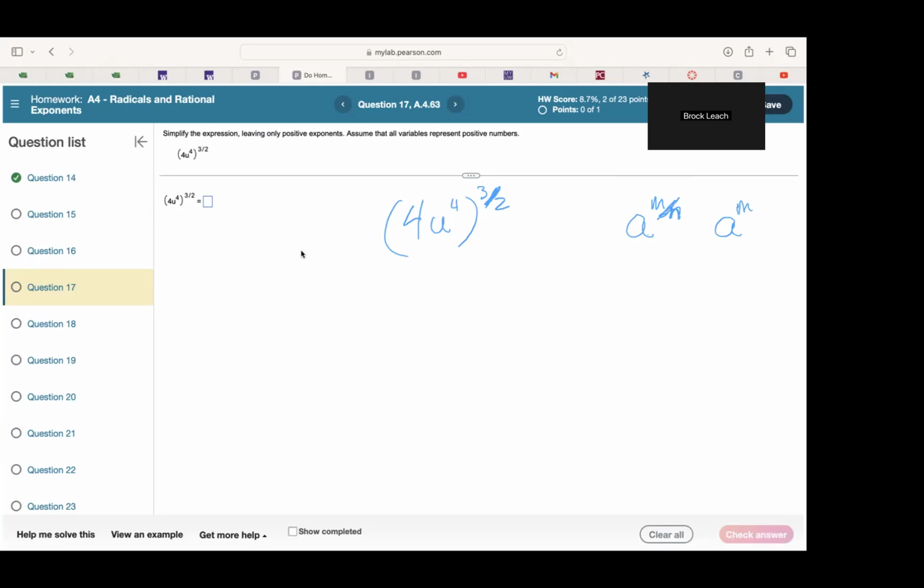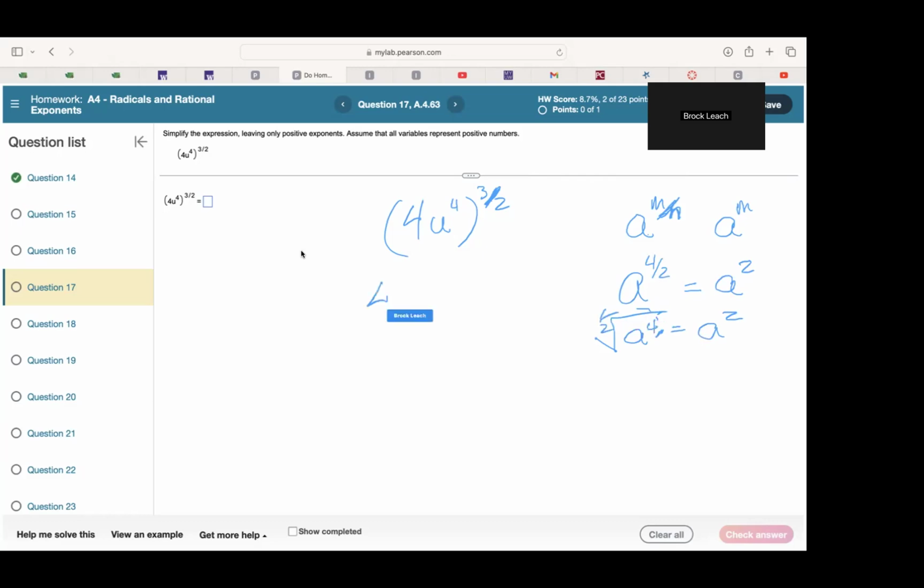Like a to the 4 over 2 is the same as a squared. Well, the square root of a to the 4th is a squared. So it does the same thing as a square root. It cuts that exponent in half, which is what we do with the radical. You can always take these and divide it by the index.